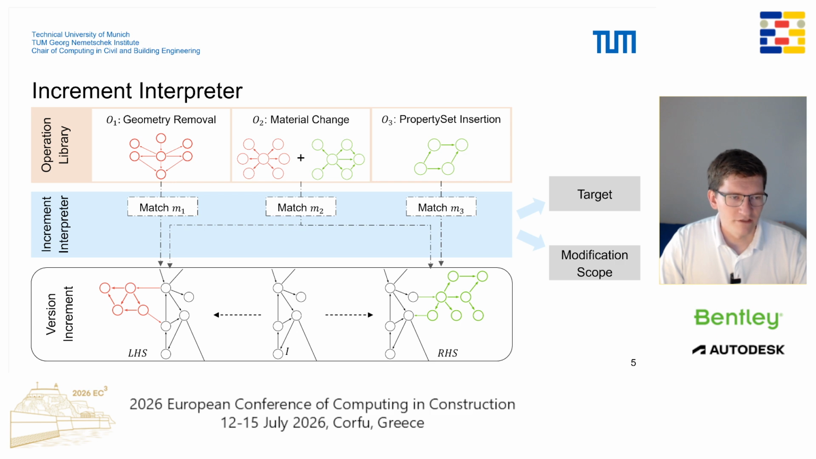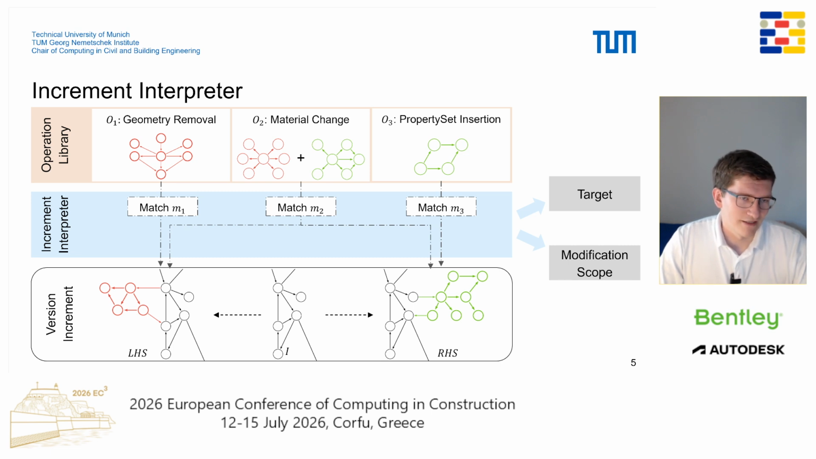The increment interpreter essentially does nothing else than looking for these patterns that we have in the operation library to derive, on the one hand, the so-called targets, so the identifiers of those elements that actually have been modified or altered, and also the so-called modification scope. So we can derive information about whether there was a geometry removal or a change in material, a change in placement, new properties being inserted, and so on and so forth.